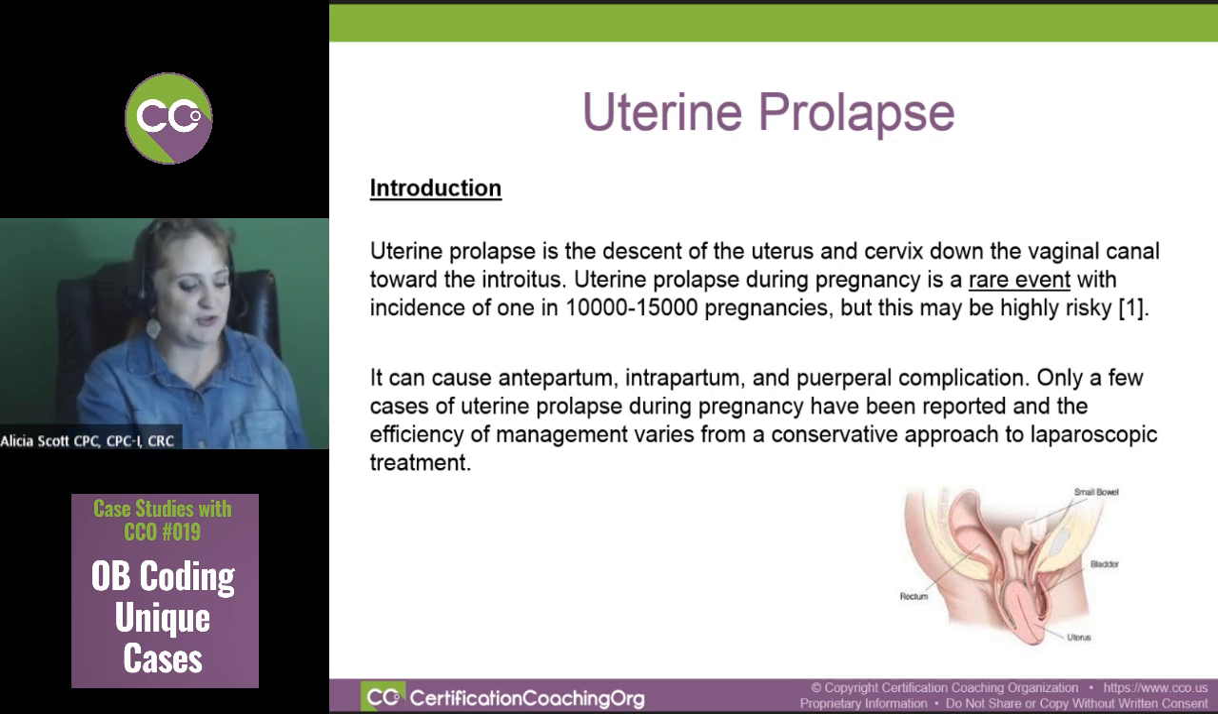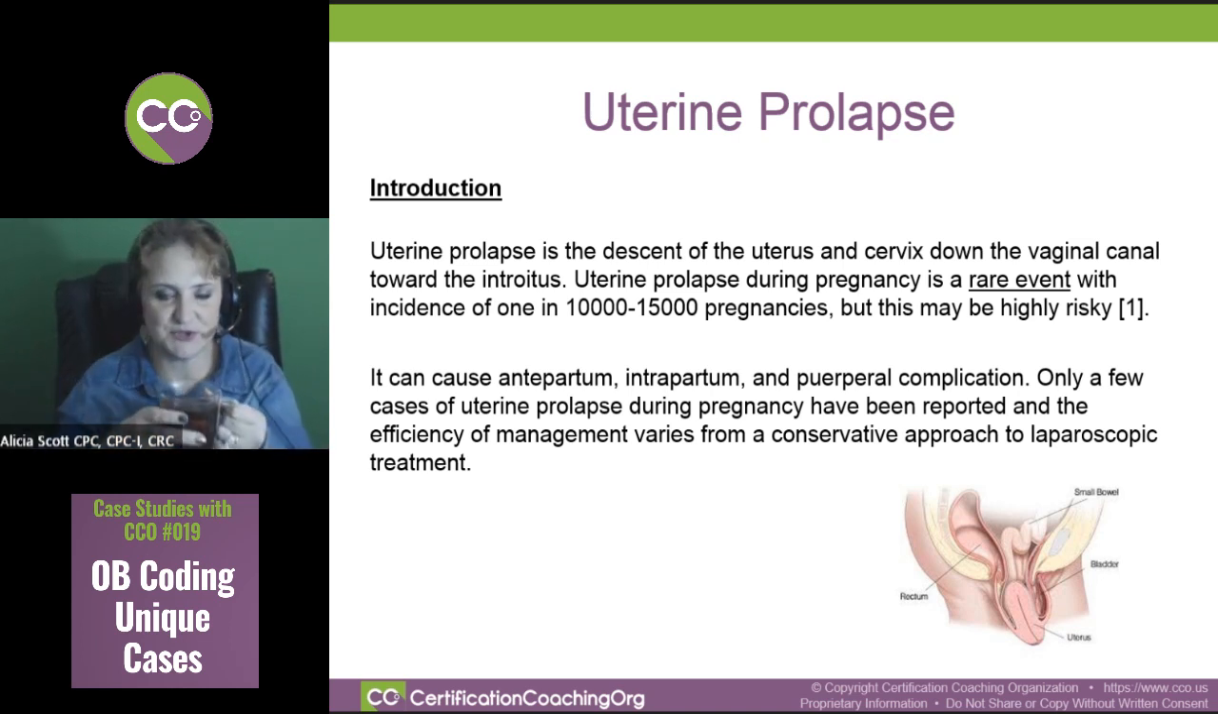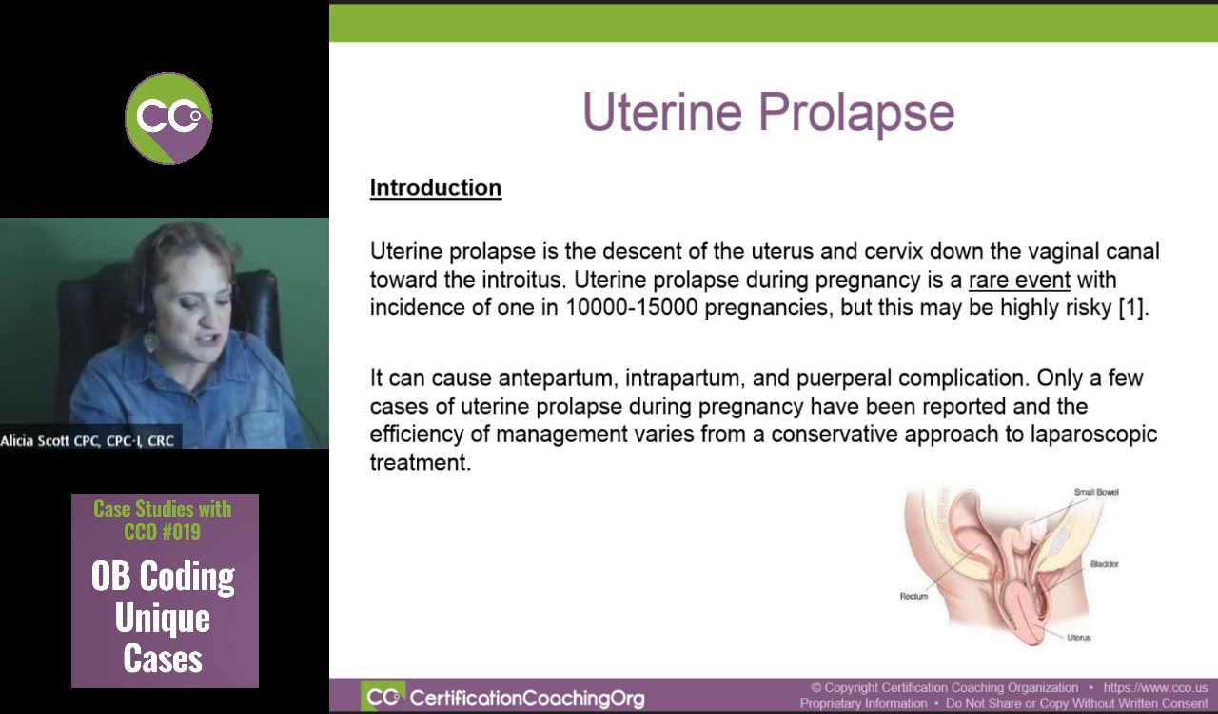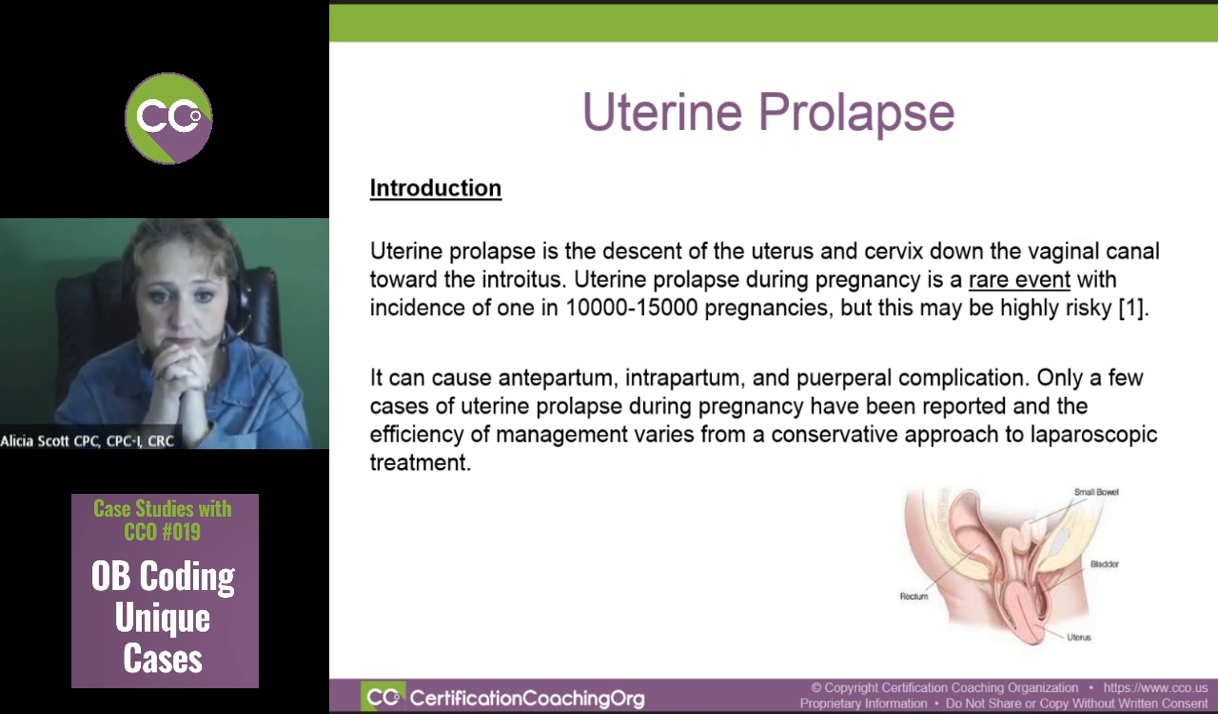So let's talk about uterine prolapse and what it is. We're doing good with time. First of all, uterine prolapse is pretty rare. It doesn't happen that often with pregnancies, but if it does, it becomes high risk. Okay. The statistics here show 1 in 10,000 to 15,000 pregnancies do they involve uterine prolapse.